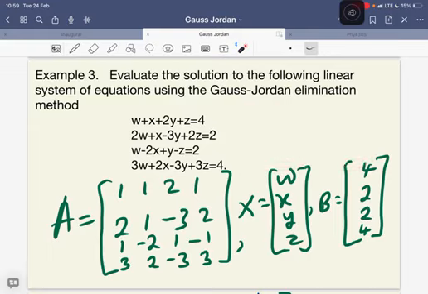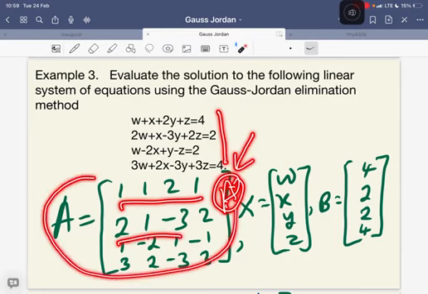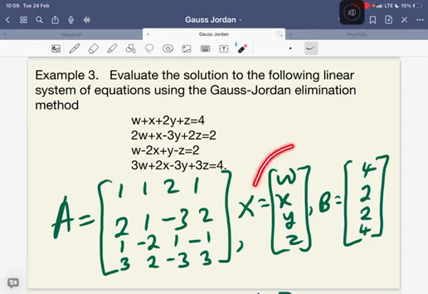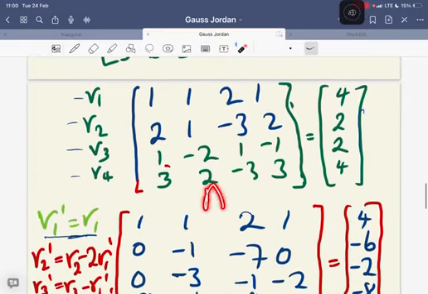So let's start. From the system, we can easily see that our matrix of coefficients is given by this. This is our matrix of coefficients, this is our matrix of the variables, and this is the matrix of the absolute terms. So let's take it now. This is our A.